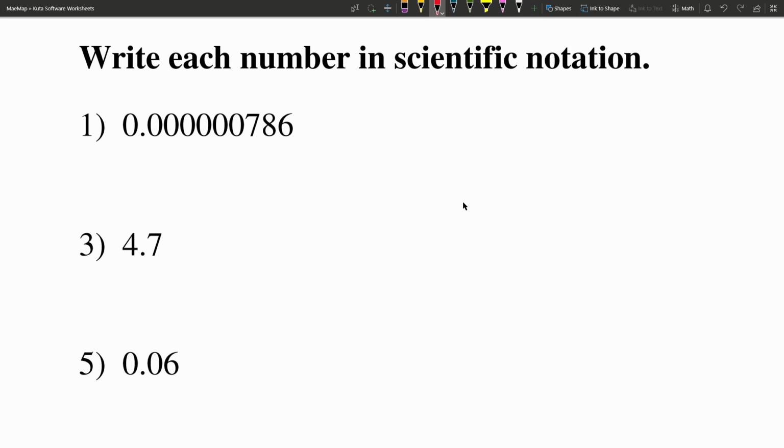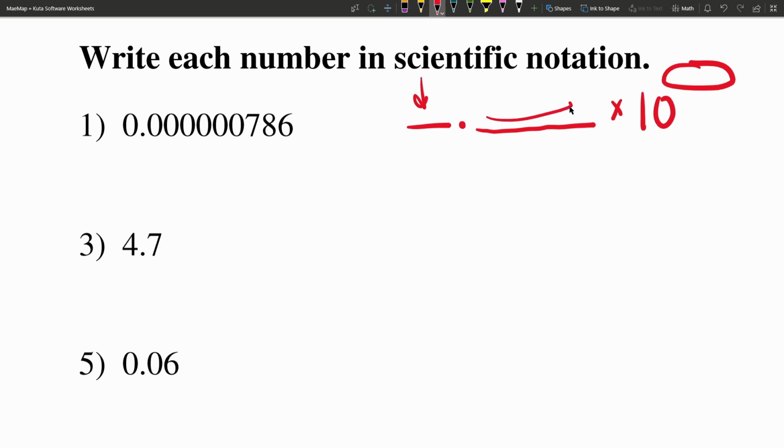Now, let's quickly go over the form of scientific notation. Scientific notation is the form where we have a ones place, a decimal point, followed by the remaining decimal. We multiply that number by 10 to some power. That's the form of scientific notation. We have a ones place, some numbers to the right of our decimal point, and then we also have to figure out the power.